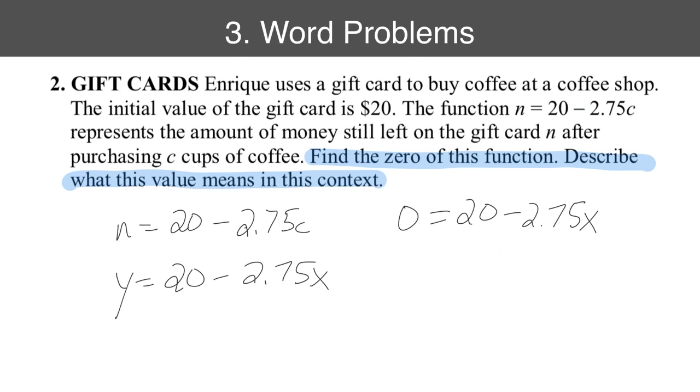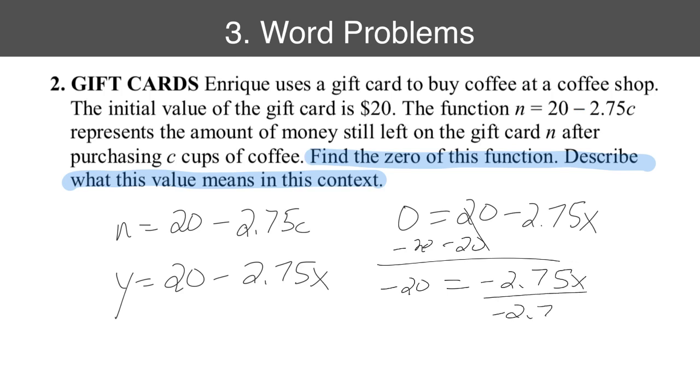So to start off, we're going to subtract 20 over. And we get 0 minus 20, which would just be negative 20. And then we get negative 2.75x. And then we divide by negative 2.75. So negative 20 divided by negative 2.75 would give us, and it's a repeating number, so I'm just going to cut it off, I'm just going to write 7.72 would be x. So that is our answer.